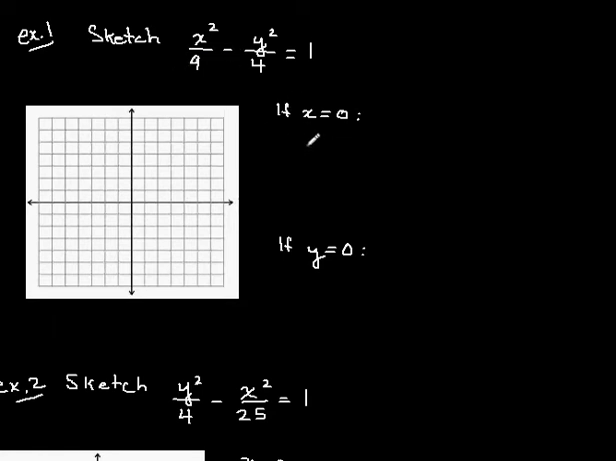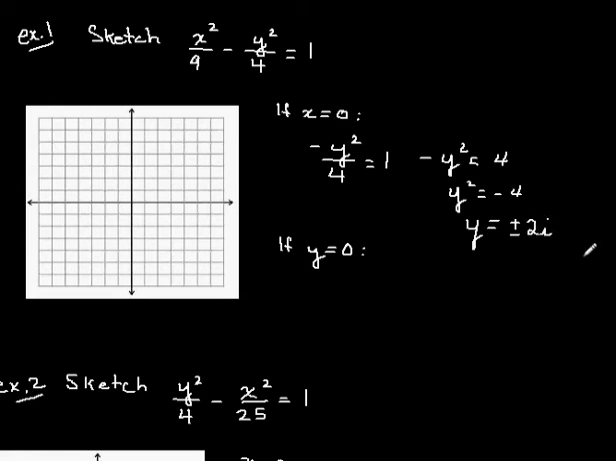If we do that, we get negative y squared over 4 equals 1. We get negative y squared equals 4, so y squared equals negative 4. Y is going to equal plus or minus 2i. And that's a problem because this is not a complex number plane. It's a regular rectangular coordinate system. So just keep that in mind.